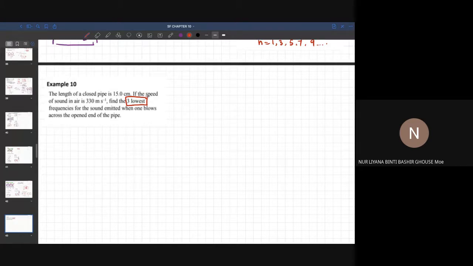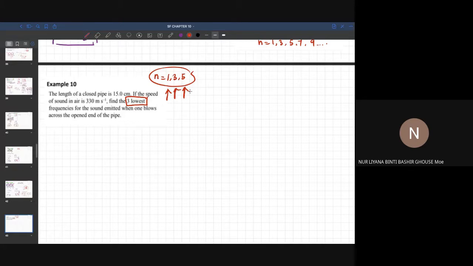Who wants to try? Awak try je, salah tak apa. Okay, very good. N is equals to 1, 3 and 5. So this one is the three smallest N. So sekarang dia nak you cari frekuensi bila N is equals to 1, bila N equals to 3 and bila N equals to 5.